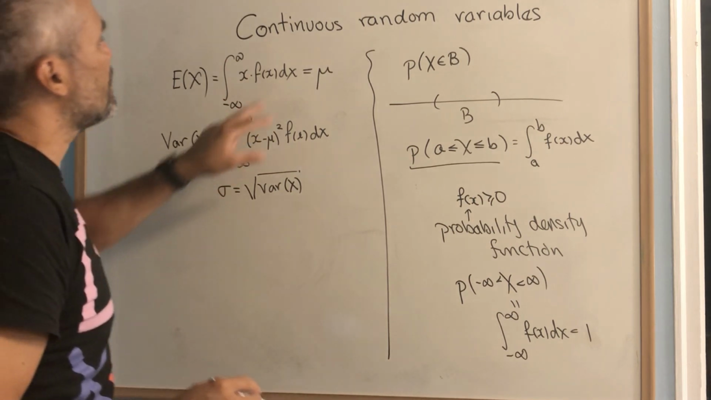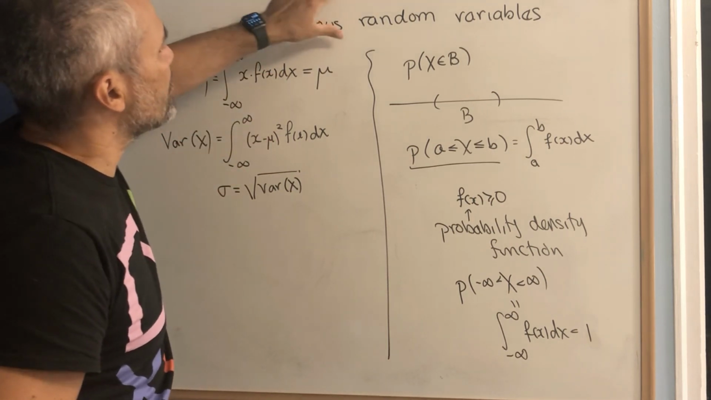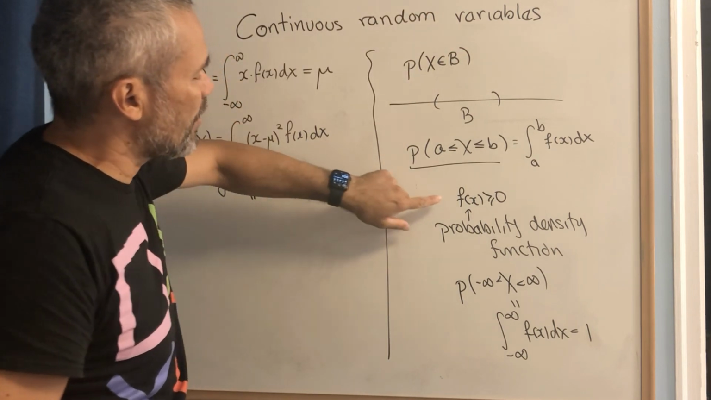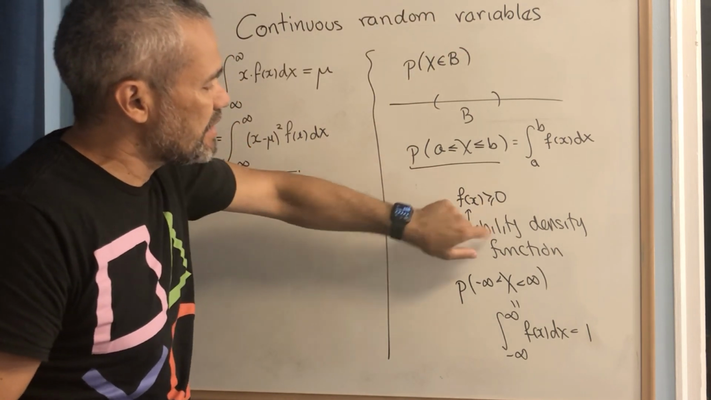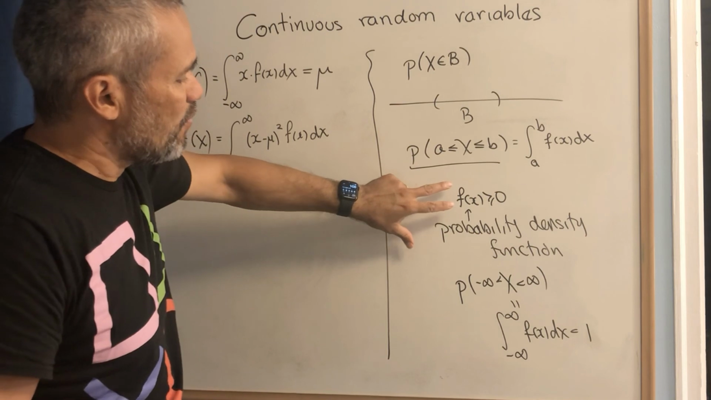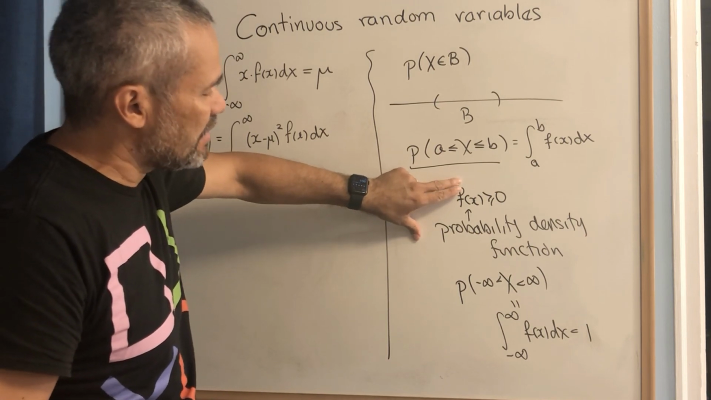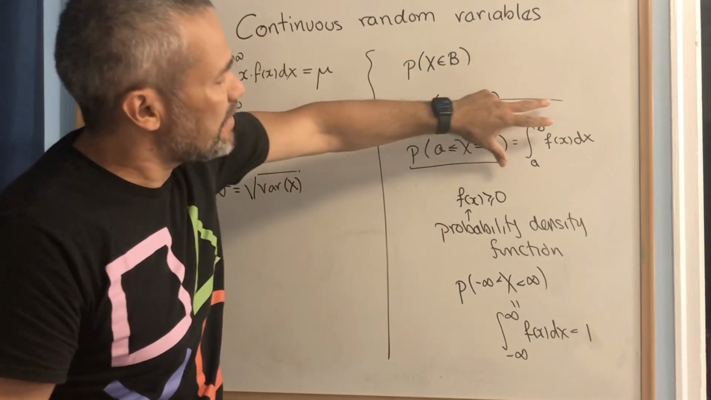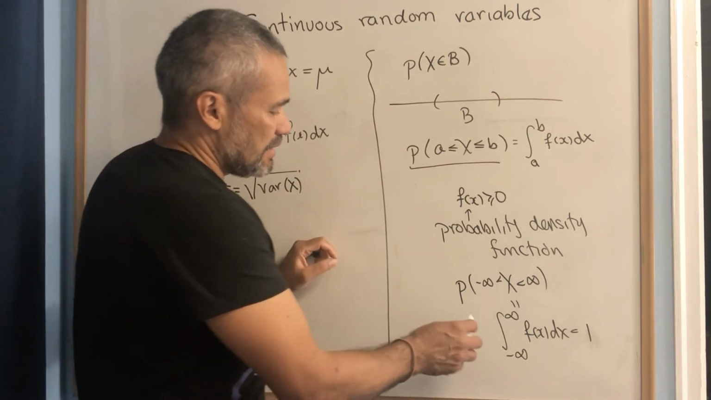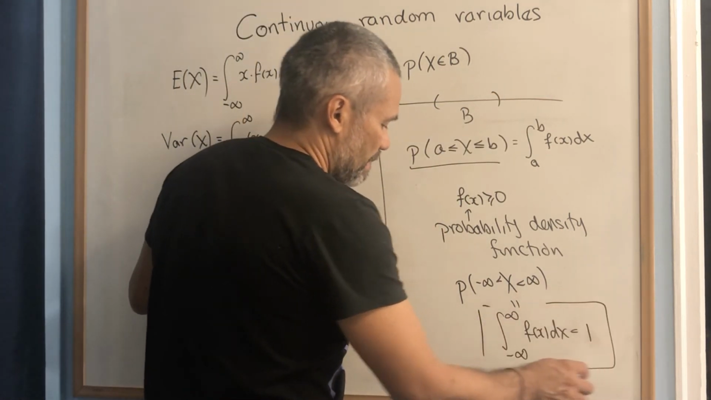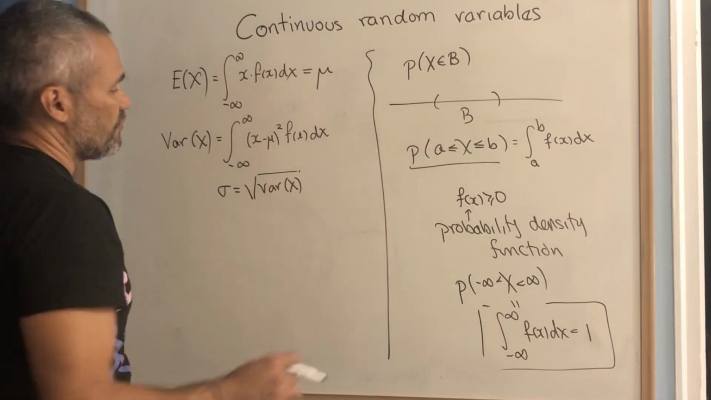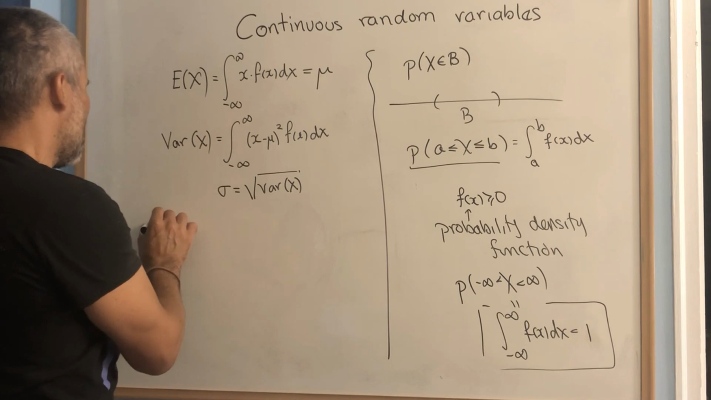Notice that to define a continuous random variable, the only thing that we need is a probability density function, which means we need a function that is not negative, that we can integrate, not necessarily explicitly, and that it has this property. That function doesn't have to be continuous. Let me give you a first example.